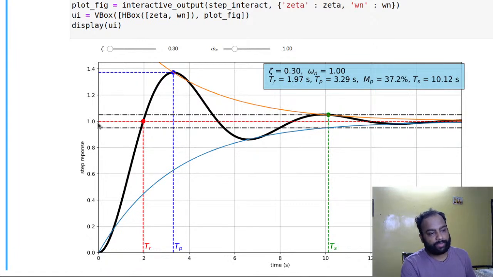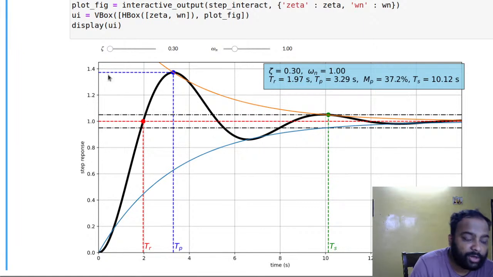Now look at this line that passes through y equal to 1. This is the step response. That's the steady state response. This line is denoting the steady state response, right? I think that's clear. This line is giving you the steady state response.